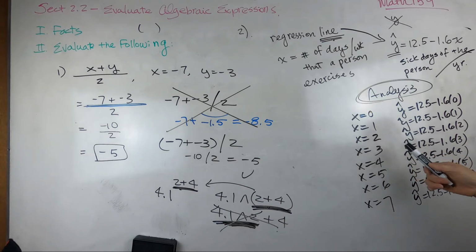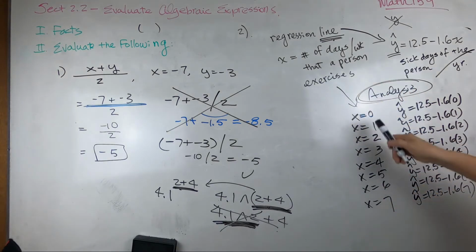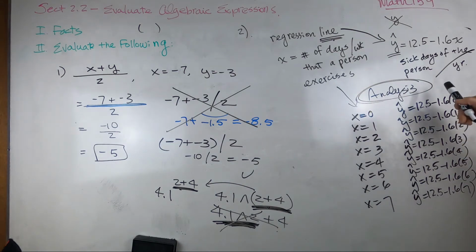That's how you find a value. You plug in the number, x equals how many days per week you exercise. Then you calculate this value, so that would be 12.5. Let me write down the number for you. Then we see what we are trying to solve, right?